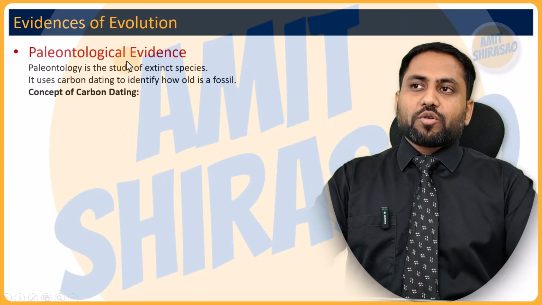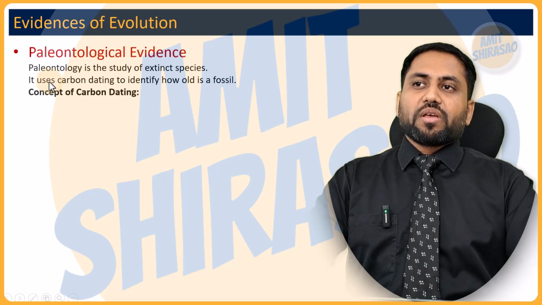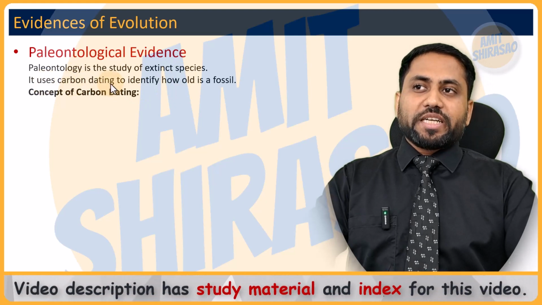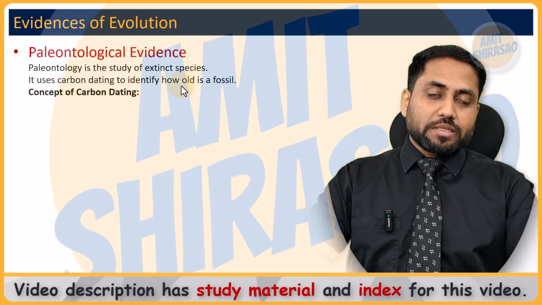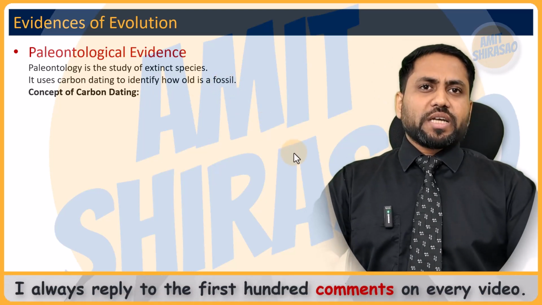Next evidence is paleontological evidence. Paleontology is the study of extinct species. It uses carbon dating to identify how old a fossil is. What is a fossil? Fossil means, let us say there were dinosaurs.